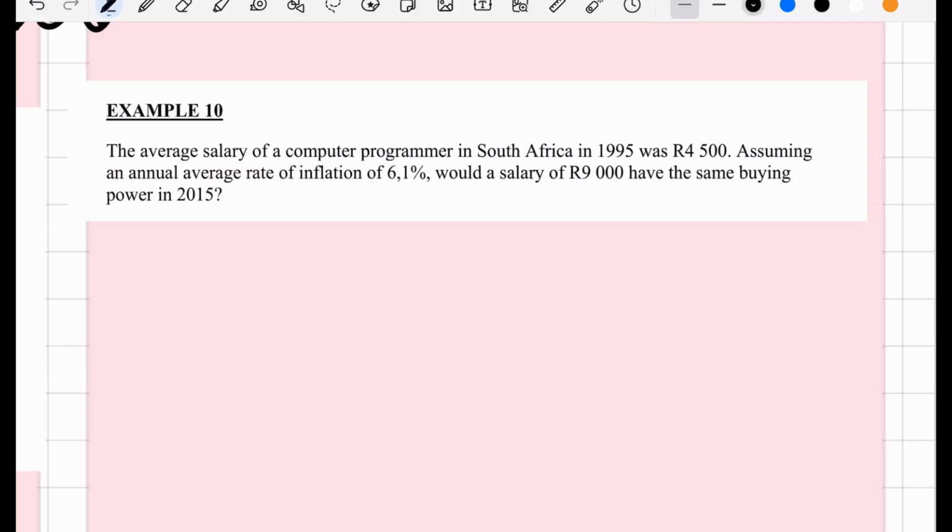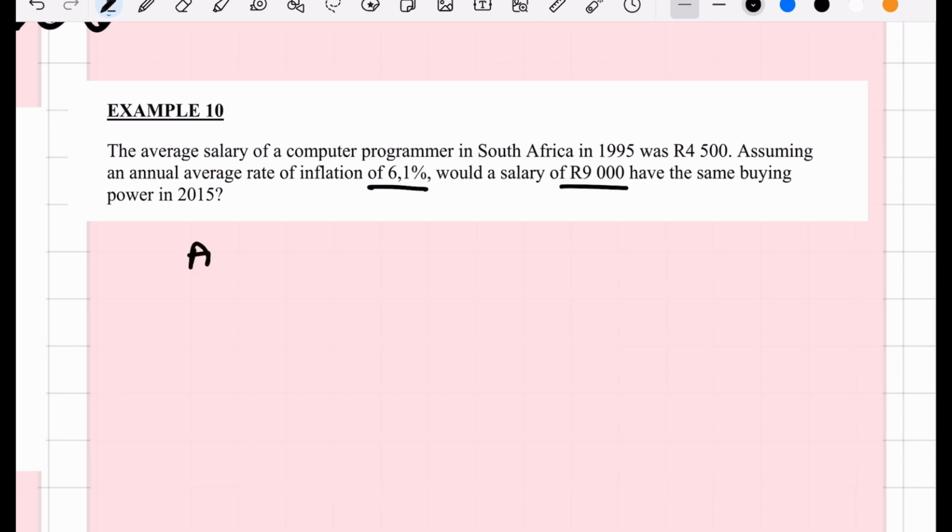This is also a very nice question of how they can ask inflation. So they say the average salary of a computer programmer in South Africa in 1995 was 4,500 Rand. Assuming that an annual average rate of inflation is 6.1%, would a salary of 9,000 Rand have the same buying power in 2015? So they're asking you, would it be fair to pay a computer programmer 9,000 Rand instead of 4,500 Rand because of inflation? Would it be fair? So now you have to work out what, due to inflation, the same buying power would be in 2015 as 4,500 Rand.